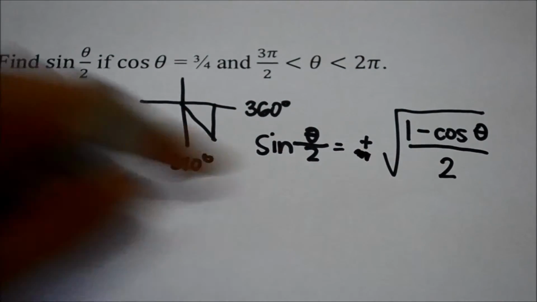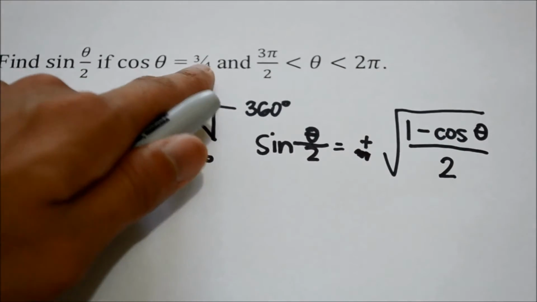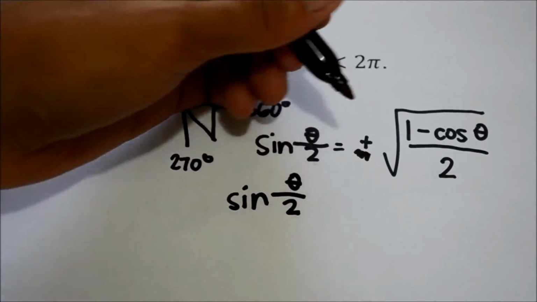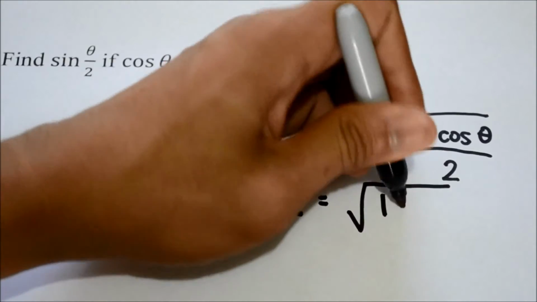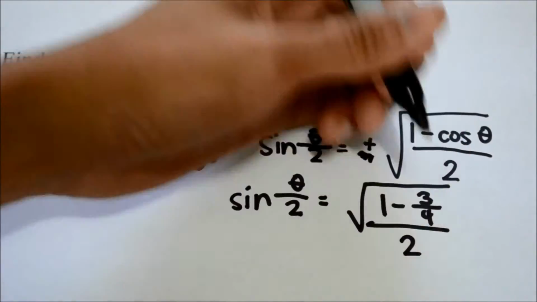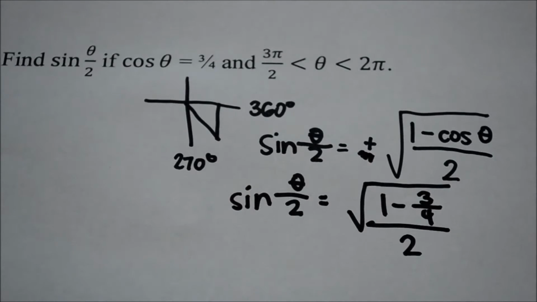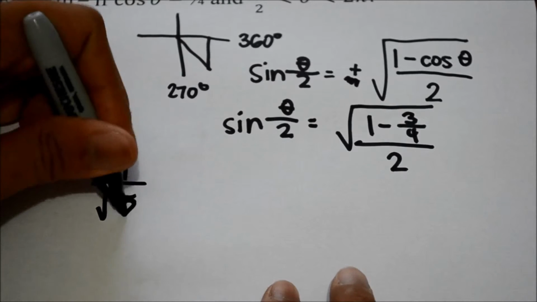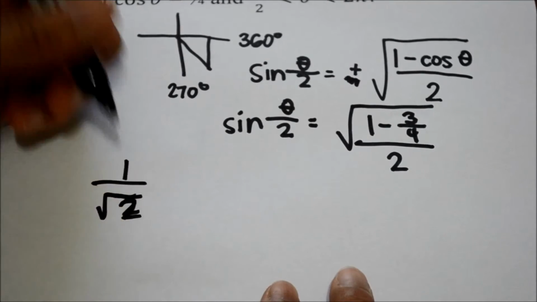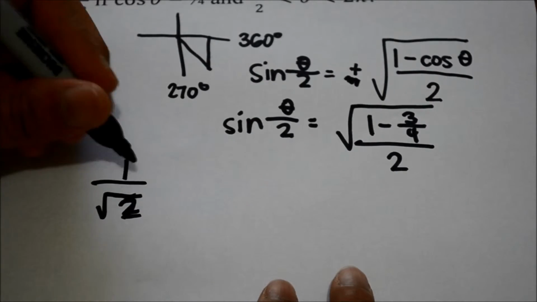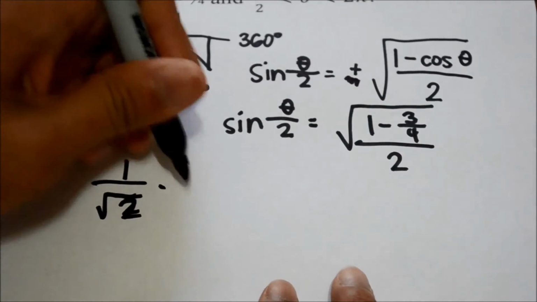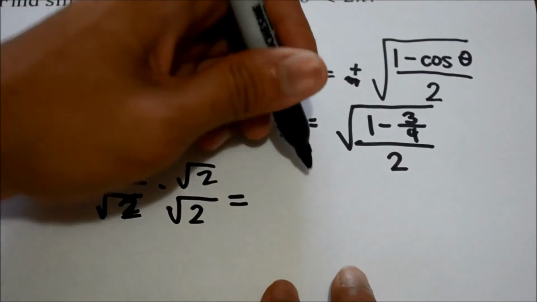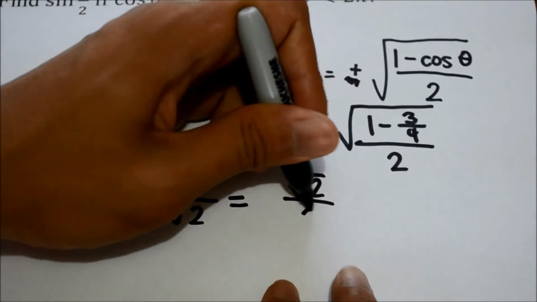So substitute the value of cosine theta, 3 over 4, and then solve the formula. The answer for this formula is 1 over square root of 2. This is not the answer yet because we have to rationalize the denominator, and doing so we multiply both the numerator and denominator by square root of 2. So our final answer is square root of 2 over 2.